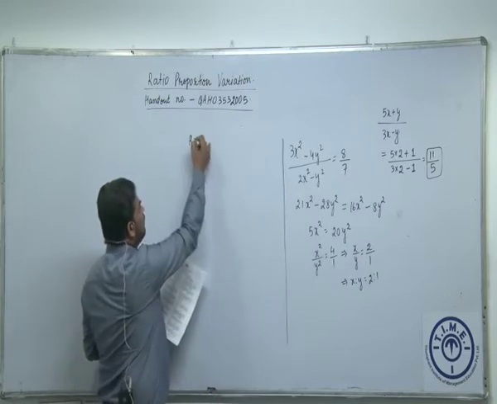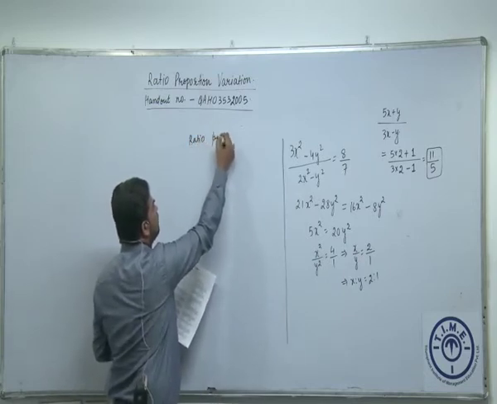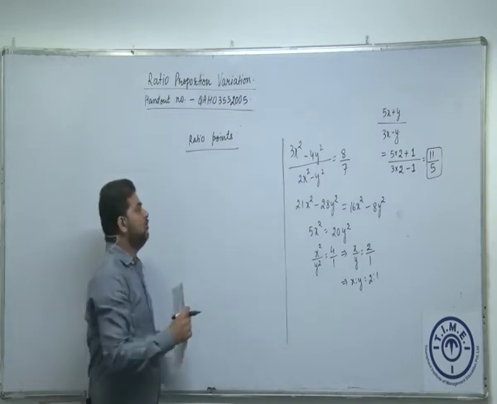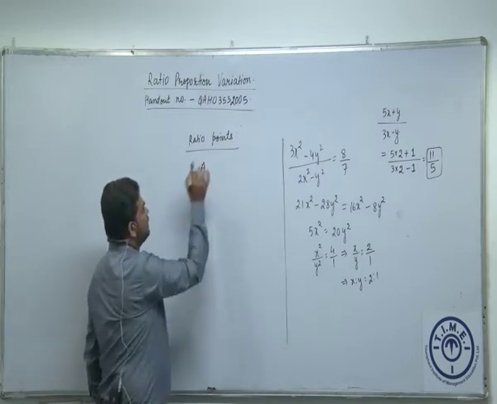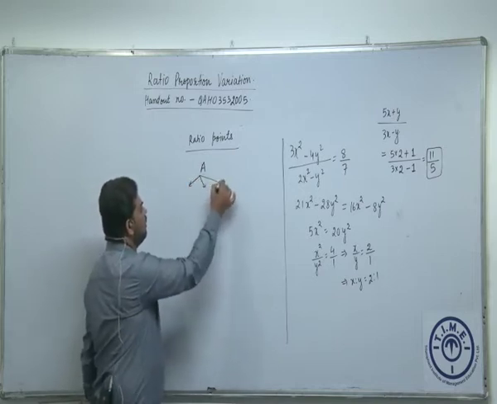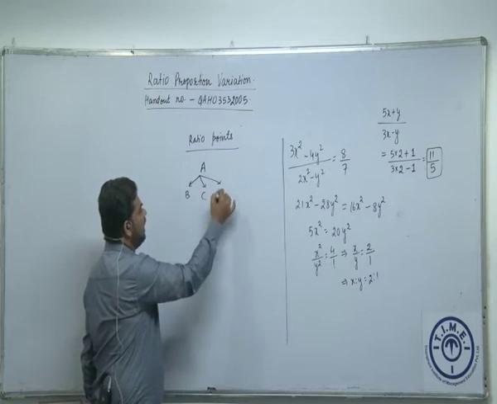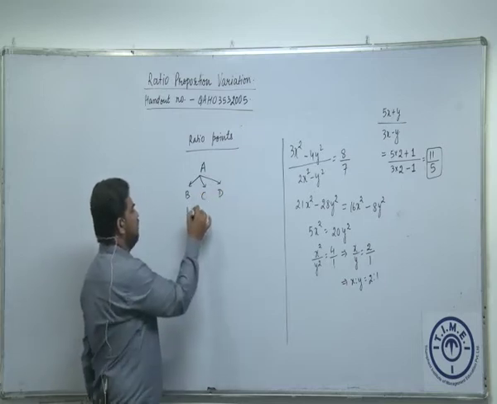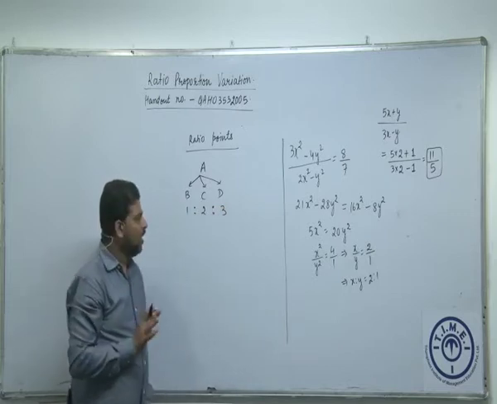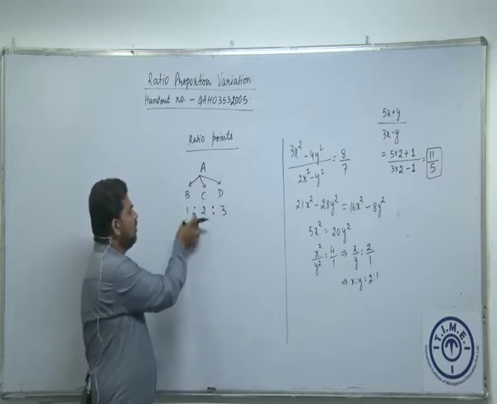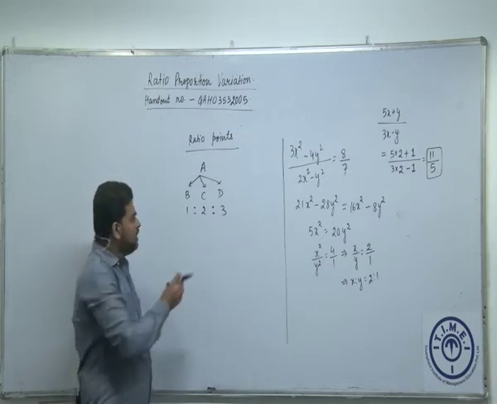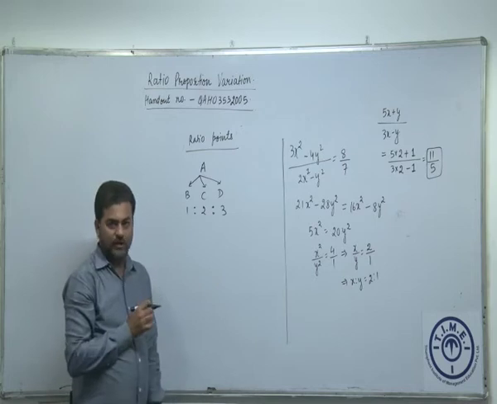Concept of ratio points. Suppose A has some marbles which he wants to distribute among 3 people, B, C and D, in the ratio 1 is to 2 is to 3. A has some number of marbles which he wants to distribute among B, C and D in the ratio 1 is to 2 is to 3. So we'll say 1, 2 and 3 are the ratio points.